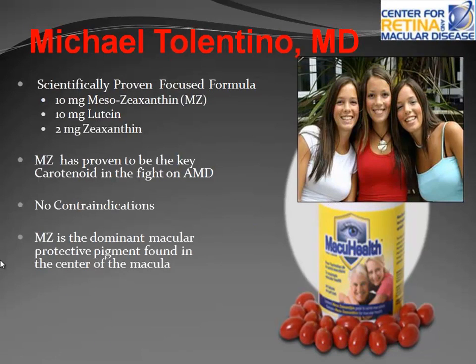So Michael Tolentino says that these are the carotenoid triplets, if you will. You should treat patients with lutein, zeaxanthin, and mesozeaxanthin. And meso has been proven to be the key carotenoid in the fight against AMD, and that's his point of view. But there's really research out there now that's suggesting that the key one is mesozeaxanthin, but you really need all three. There are no contraindications at all to taking meso, and meso is actually a dominant macular pigment in the center of the fovea, and there are some studies on that mentioned by Bone, Landrum, Beatty, and Nolan. So this is really the way to go.